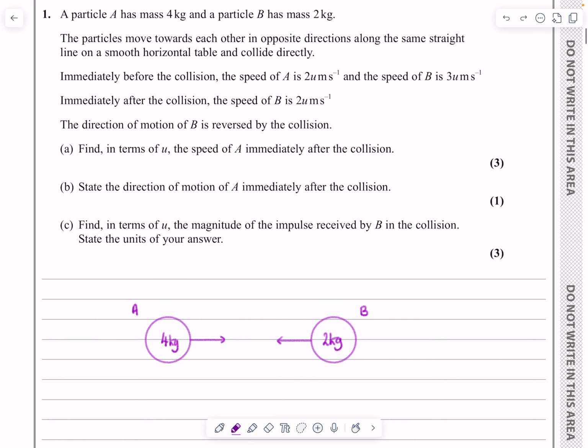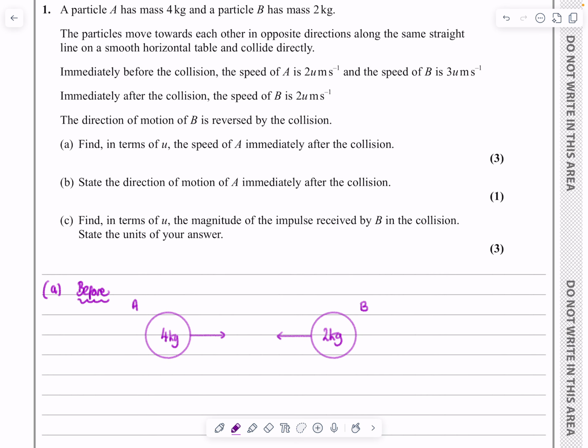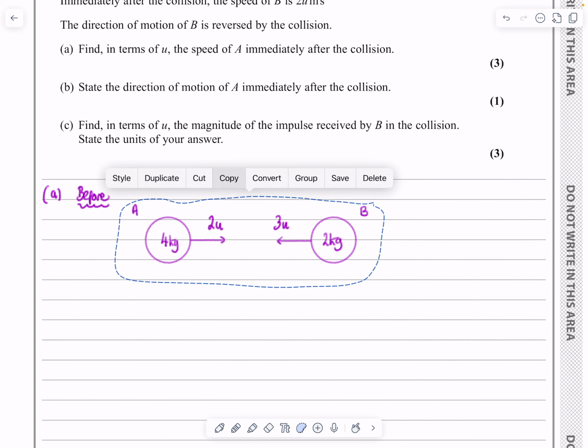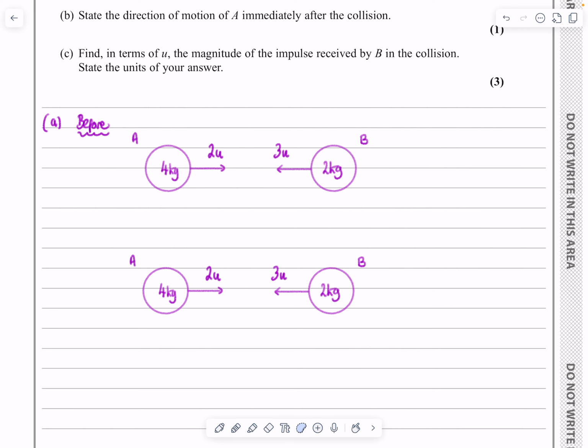So, as you can see, I've done the first part of the diagram. Let's actually set it up with all the information. So beforehand then, it says that A is moving with the speed of 2U, and B is moving with a speed of 3U, and they're moving towards each other. Let's see what happens afterwards. So I'm going to just copy and paste using the iPad. So this time this is afterwards.